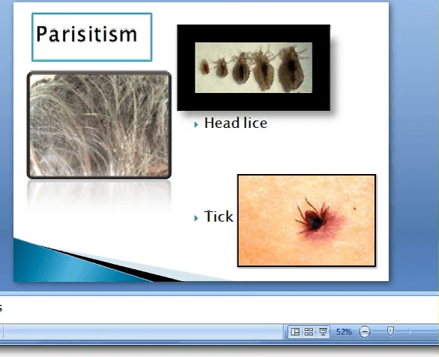Now, a tick is another example of parasitism where ticks will burrow into us, into humans, and they carry a bacteria which is called Borrelia, and that bacteria can actually cause Lyme disease if that tick is carrying that bacteria.